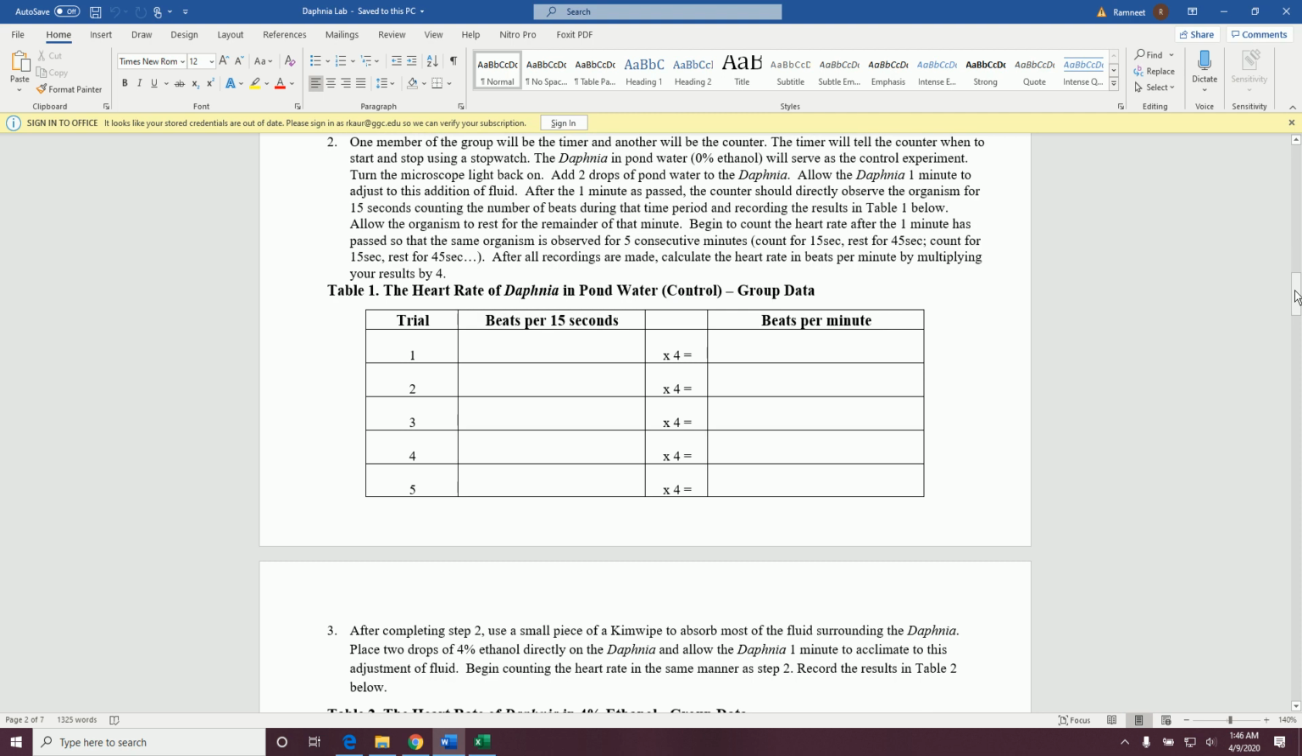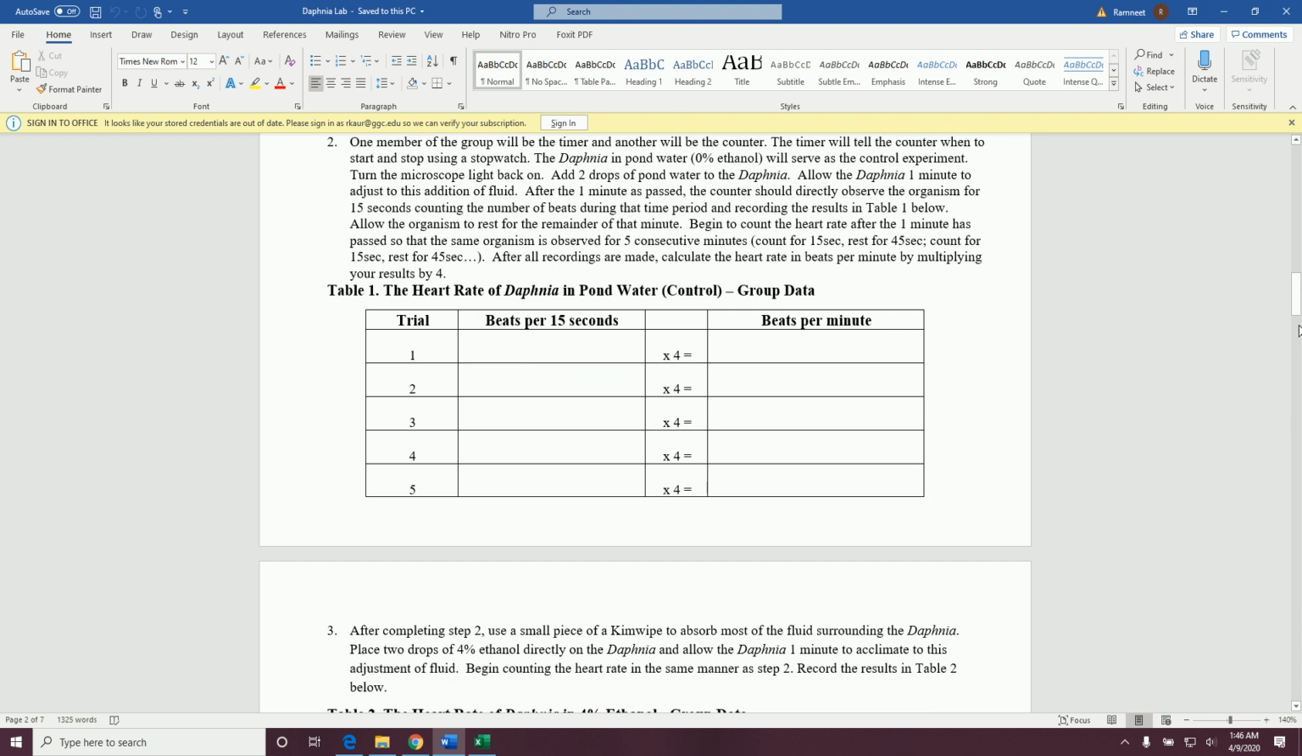You would have counted the heart for 15 seconds, written it down, and then multiplied by 4. That would have given you beats per minute. For every group you would have done 5 trials, which means you would have done it 5 times. You would have counted the heartbeat for 15 seconds, and then rested for 45 seconds. Then you would have started again counting the heartbeat for 15 seconds, and rested for 45 seconds. So you would have done 5 trials. Okay, so this is our control group.